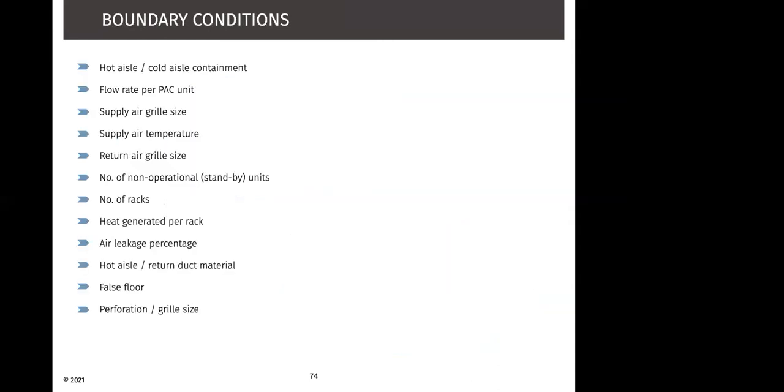So in this case, the boundary conditions could be the hot aisle containment, cold aisle containment, the flow rate per pack unit, the supply air grill size, the supply air temperature, the return air grill size, number of standby units to be considered, the number of racks, heat generated per rack, air leakage percentage, the hot aisle return duct material, if that needs to be considered. If there is a false floor, in case it's a raised floor, we would then consider the perforation or the grill size that has been provided in front of the racks.